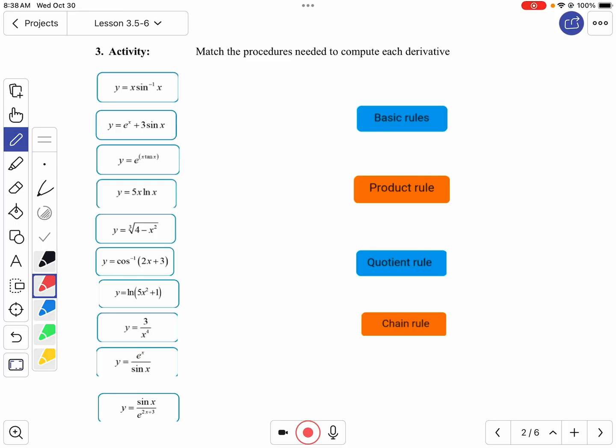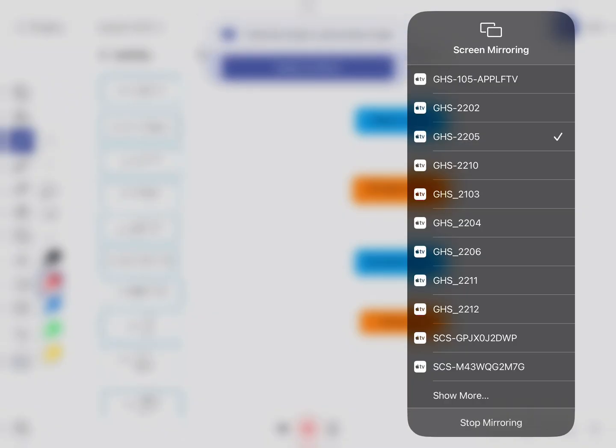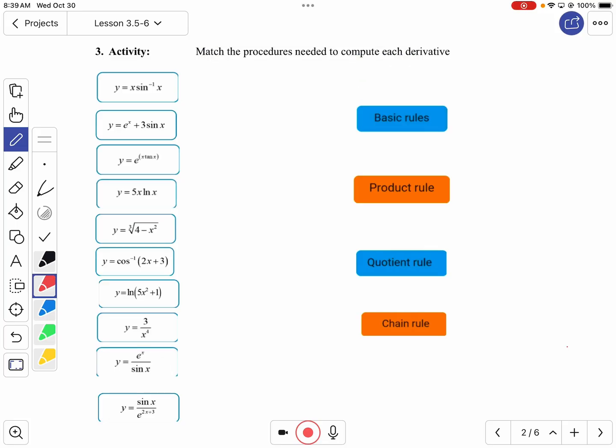My iPad's not turned off. Was it a Wi-Fi glitch again? This happened yesterday during my lesson. It stopped mirroring. Okay.